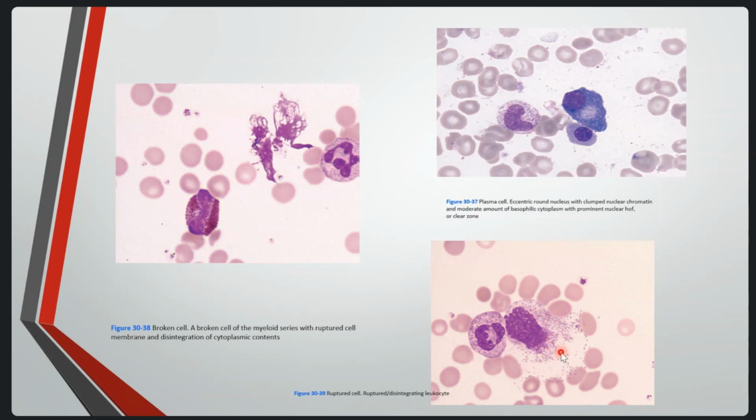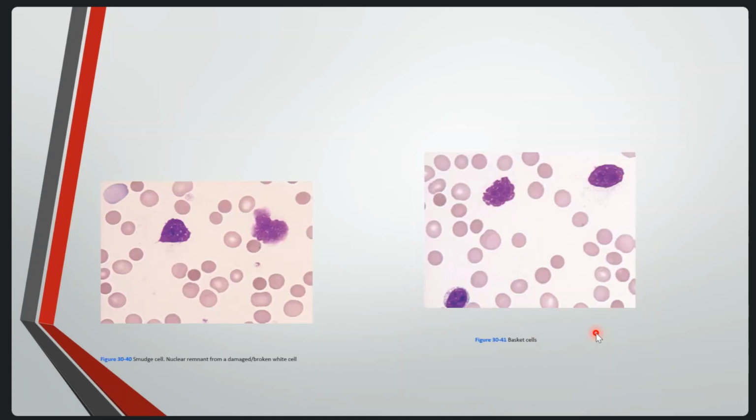Another one is a ruptured cell. Here the cell membrane of the WBC has already ruptured. So this is a smudge cell, and these are basket cells.